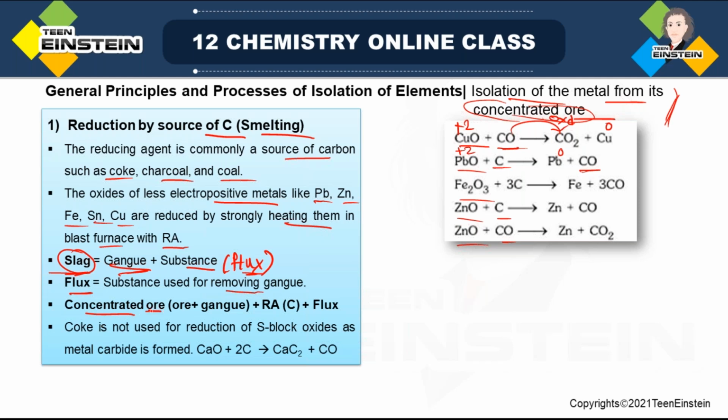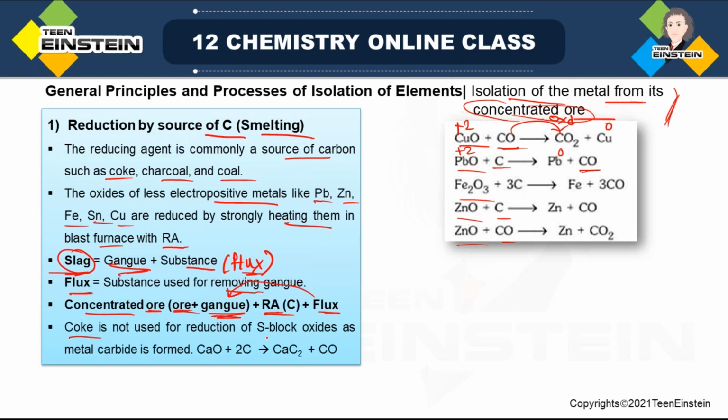So concentrated ore, which is basically ore plus gangue, that is the desired part, this is the undesired part. Then we are adding to it reducing agent, which is mainly carbon, and we are also adding flux. So flux is the purpose of using it. It will combine with gangue and it will make slag. And reducing agent, that will reduce the metals which are in different oxidation state to metal 0.